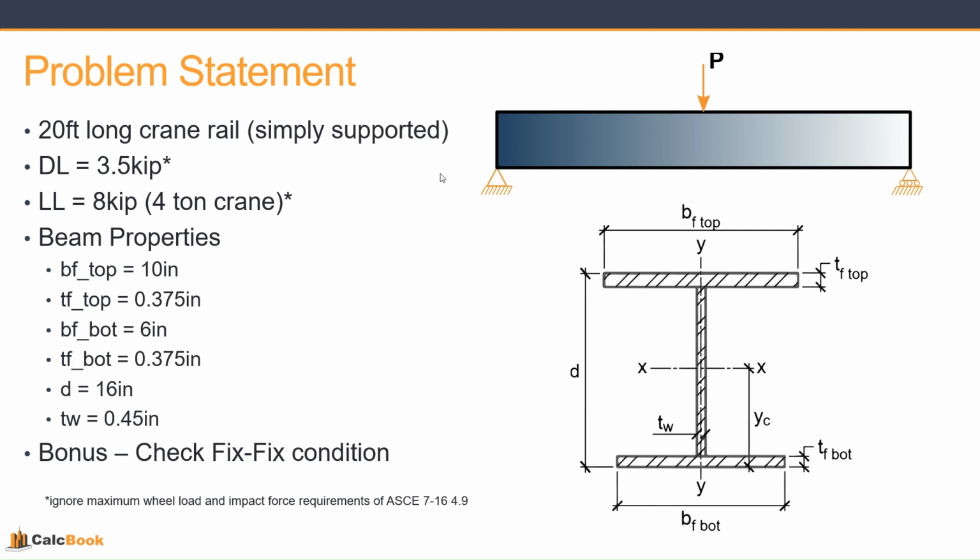So our beam properties: our section is going to have a 10-inch wide top flange that's 3/8 thick, and a 6-inch wide bottom flange that's 3/8 thick also. Our total depth is going to be 16 inches, and our web is going to be 0.45 inches. And then at the end, we'll do a quick check of a fixed condition just so you can see how CalcBook addresses negative bending for a shape like this. So let's open up CalcBook and we'll get started on the design.